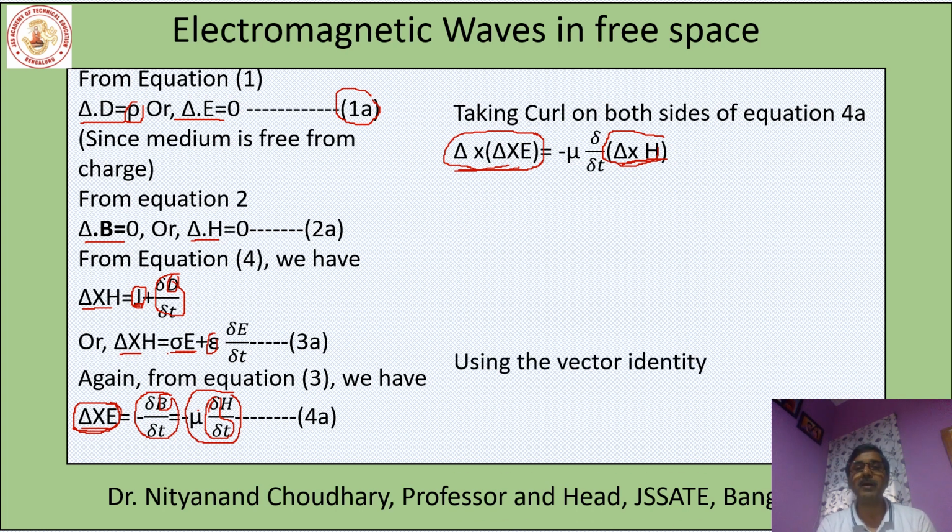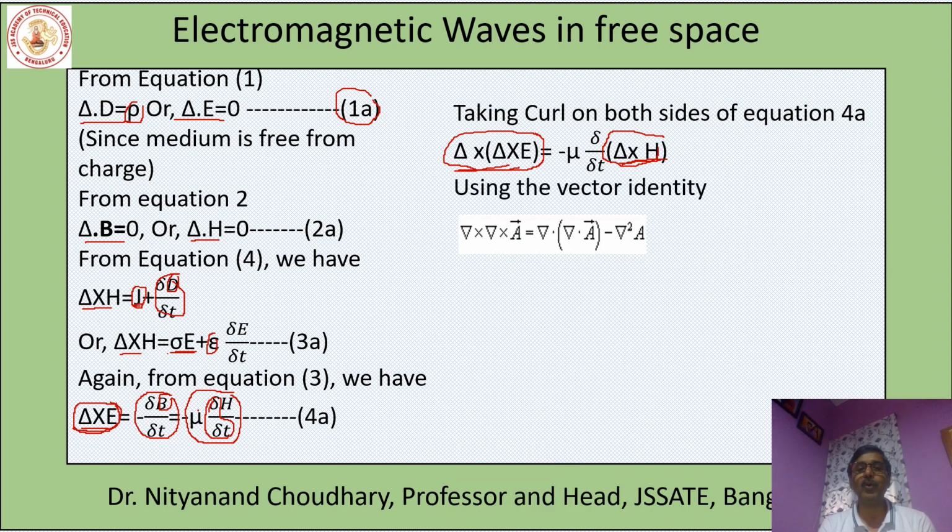So let's write down the value of this. If I'm going to use the vector identity, let us suppose instead of E, I have taken the vector A. So del cross del cross A is written as del dot A minus del square A. So this is the formula that you must remember. Right? Okay. So I'm going to use this identity here. Instead of A, I have to write E.